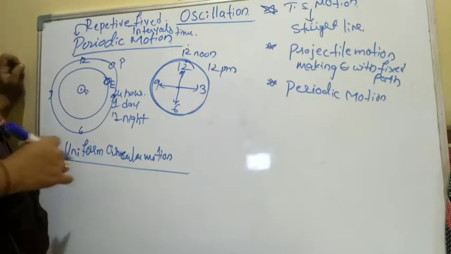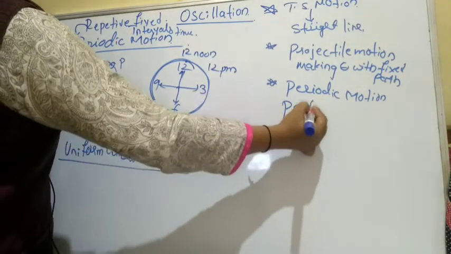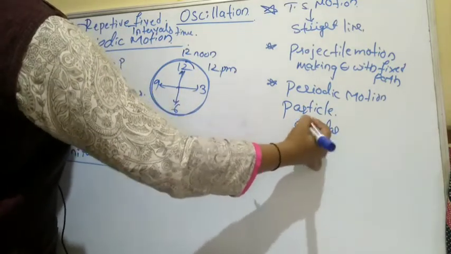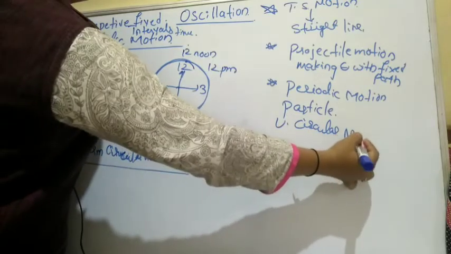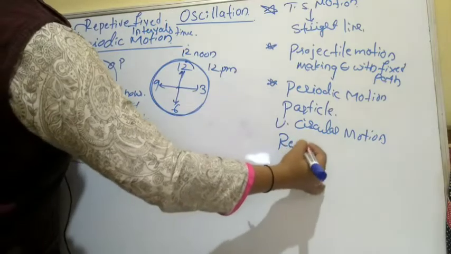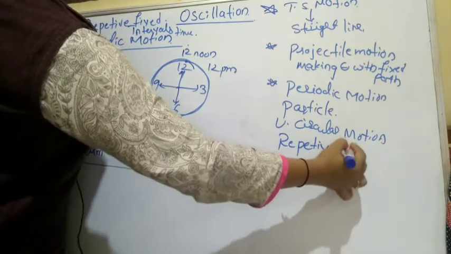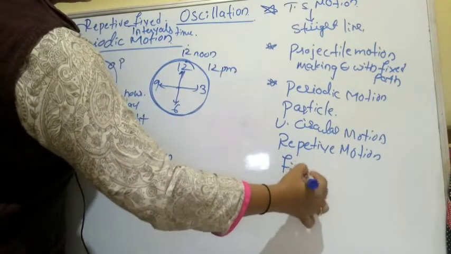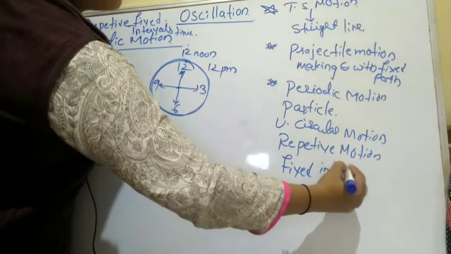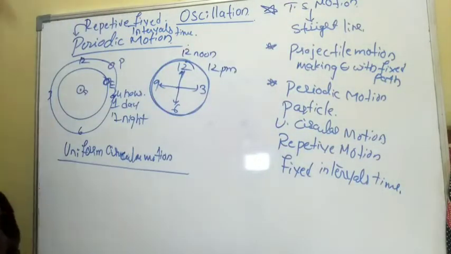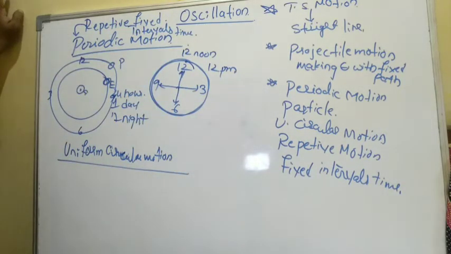That is periodic motion, where the particle executes circular motion, or uniform circular motion, or a repetitive motion at fixed intervals of time. So these are the three periodic motions in nature we have studied here.